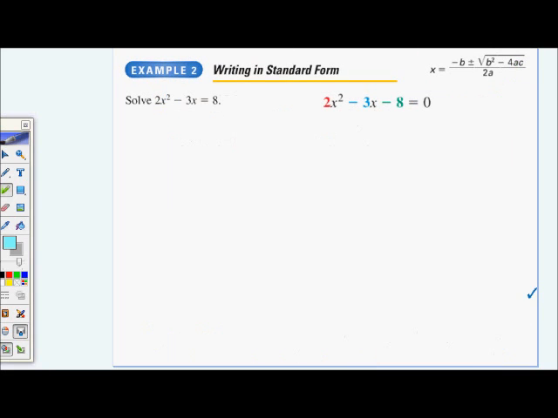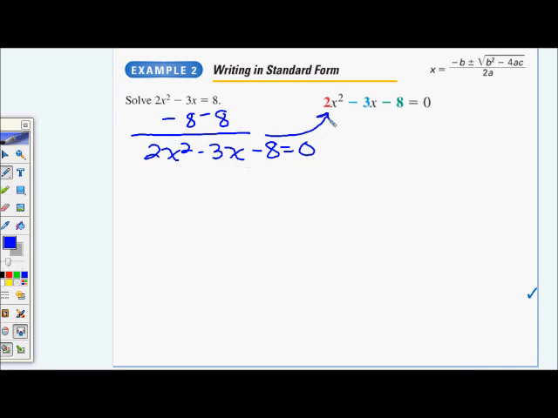Moving on then to example 2. Example 2 gives us another challenge because we are rewriting it in standard form. So we start out with 2x squared minus 3x equals 8. Again, we've done this. So to get our constant term over so that we can equal 0, we have our 2x squared minus 3x minus 8 equals 0. That's where they got this here.